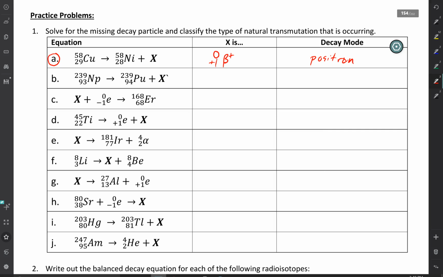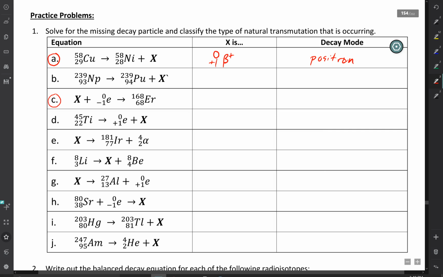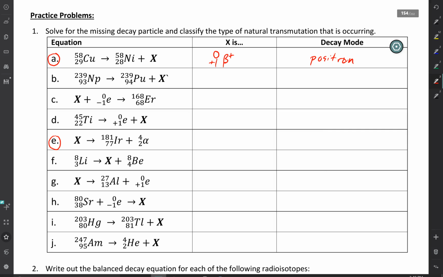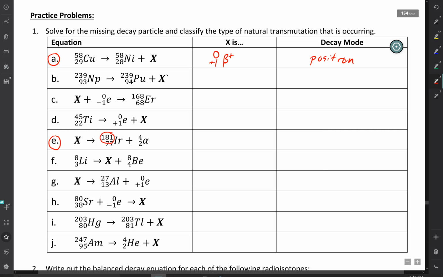So I'm going to walk through another. Let's do one that's a little bit more complicated. Let's look at letter E. That one's a little bit trickier. This time I don't know what my reactant is, but I know what my two particles are. If I look at the atomic mass on the product side, I see 181 plus 4. So that means that X must have a total mass of 185 AMUs.